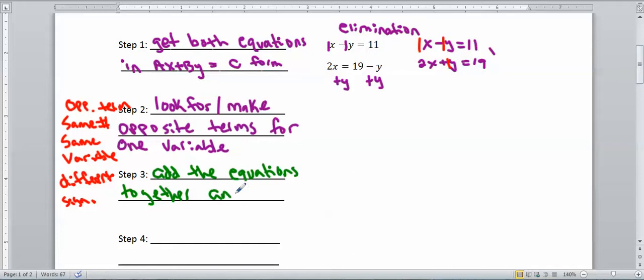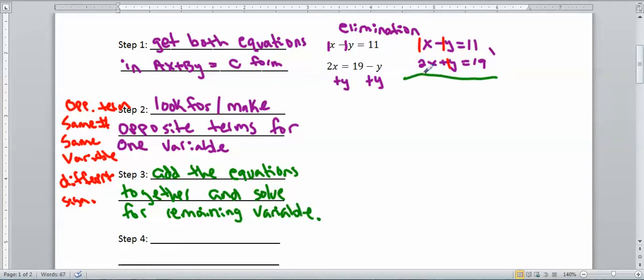And solve for the remaining variable. Okay, so I'm going to add these two equations that I have together. So I get 1x plus 2x, that's 3x. And if I've done this correctly, one of my variables should drop out. Negative 1y plus 1y is 0. And then 11 plus 19 is 30. So I'm left with 3x is equal to 30. And now I can solve for x by dividing both sides by 3.